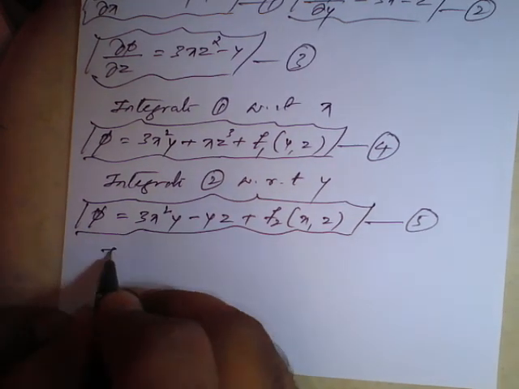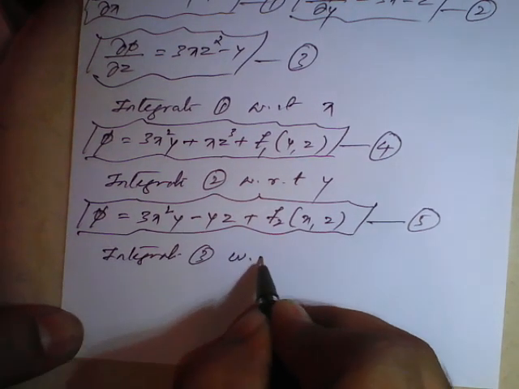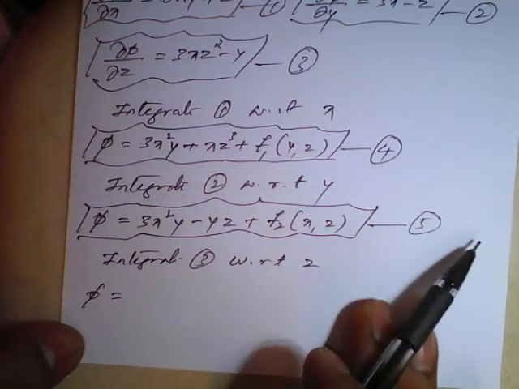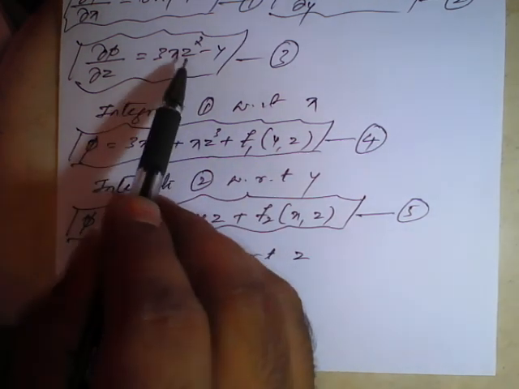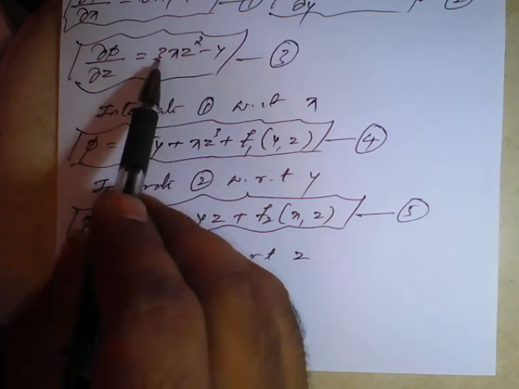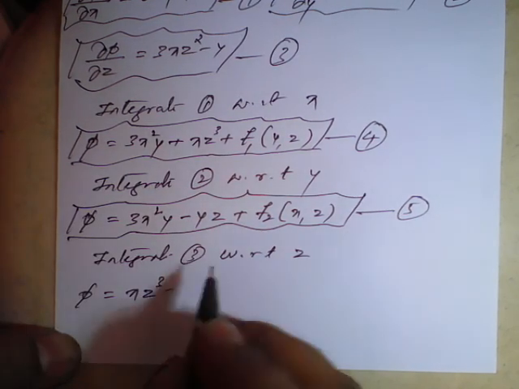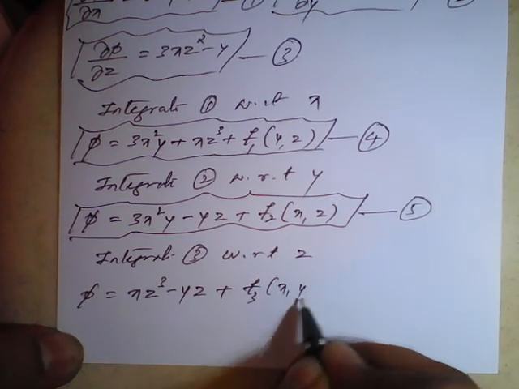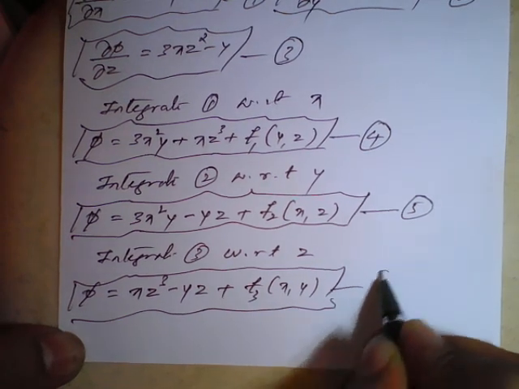Similarly, integrate 3 with respect to z. So therefore phi, equation 3 becomes here phi is equal to, with respect to z means 3x into integration of z square is z cube by 3, that 3 and 3 get cancelled, we get x into z cube, minus integration of y with respect to z is what here, yz, plus f3 of what here, x comma y. So we got equation number 4, 5 and 6.